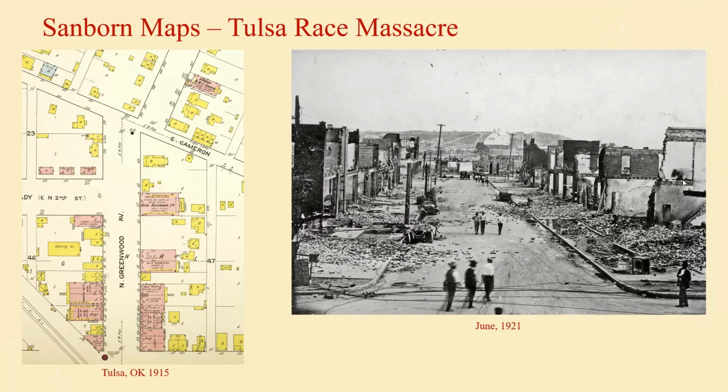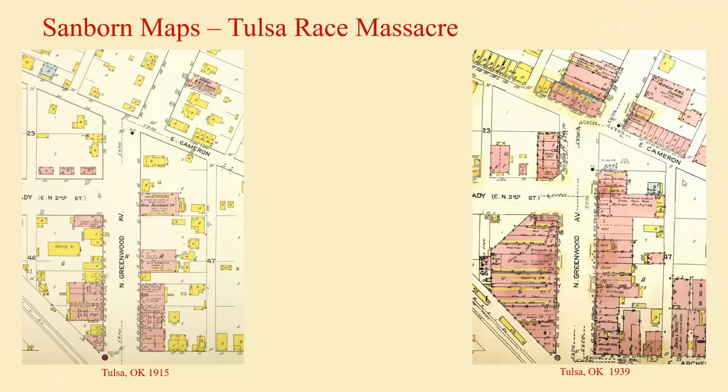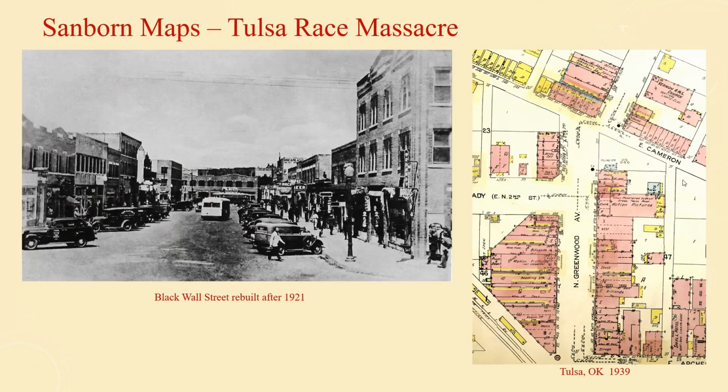Looking at the Sanborn maps, the next map in the series we have is from 1939. So it's quite a bit later, 18 years. But we see here, the whole area has been rebuilt. New buildings, bigger buildings, more buildings, better buildings. The area really rose up from the ashes of the horrible incident in 1921 and was once again a thriving district for the Black community in Tulsa.